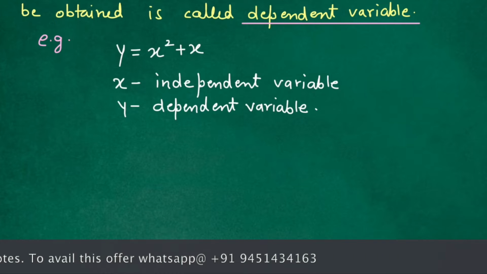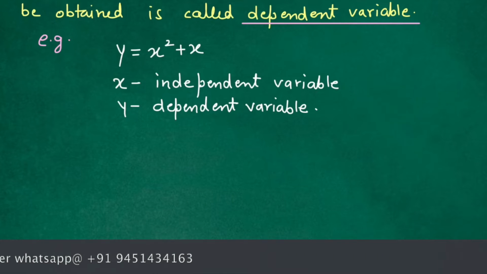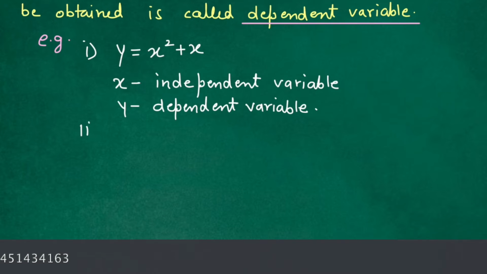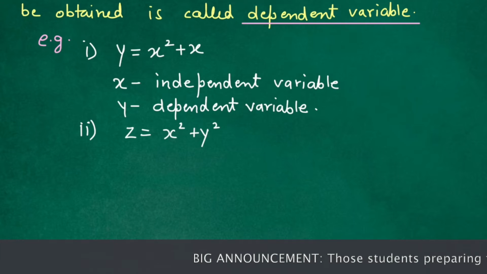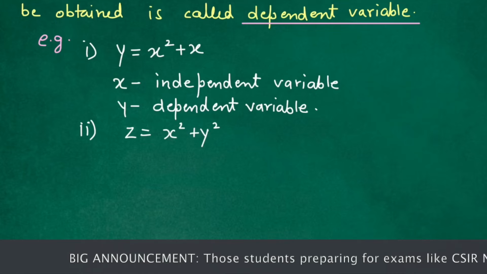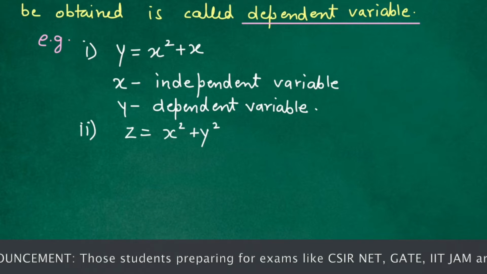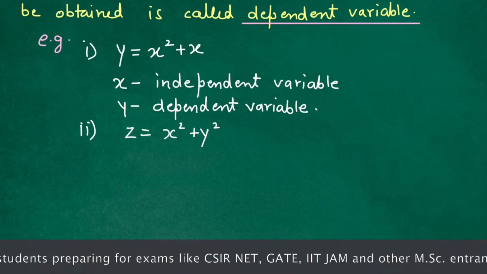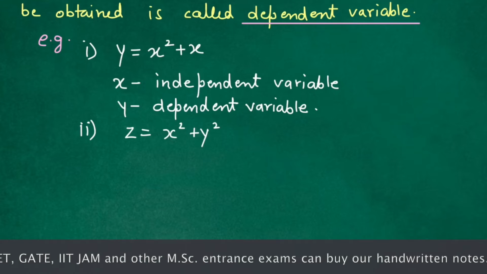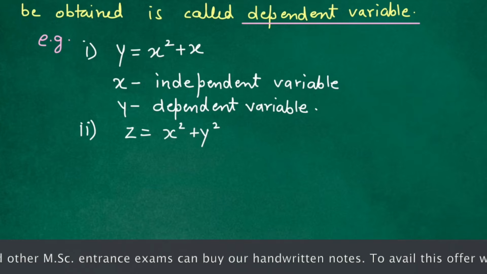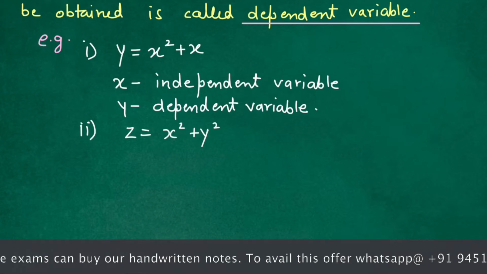Let's see one more example. Suppose we have a function z equals x square plus y square. Here we can see when we plug in the values of x and y, we get the value of z. So z is the dependent variable, z depends on x and y, and x and y are the independent variables.